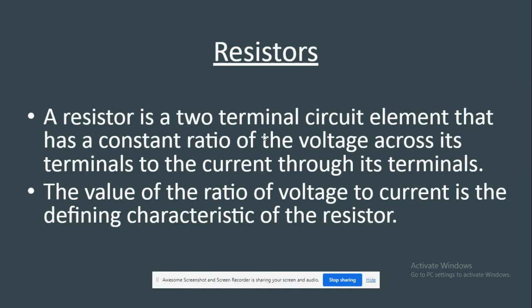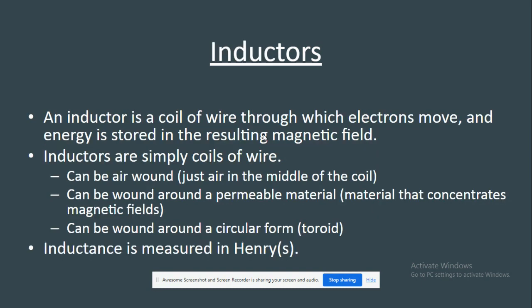A resistor is a two-terminal circuit element that has a constant ratio of the voltage across its terminals to the current through its terminals. The current just passes through it and it dissipates energy. So resistors basically resist the current, you can say. The value of a resistor is the ratio of voltage to current, which means that if you divide the voltage by the current, you'll easily get the value of the resistor. And we use Ohm's law here. We'll go through what Ohm's law is in this video.